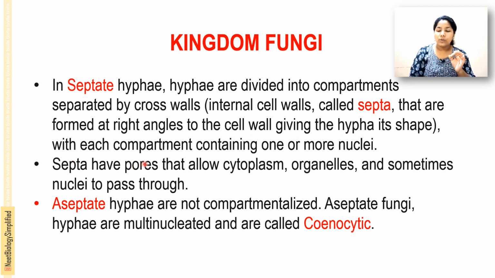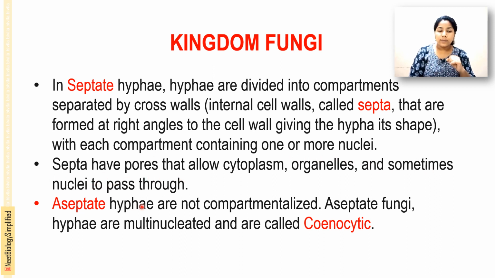Septa also have pores at the center that allow the cytoplasm, organelles and sometimes nuclei to pass through. That is the purpose of these pores. The cytoplasm passes from one compartment to the next. There is a hole at the center of the septum that allows the cytoplasm, organelles and sometimes nuclei to pass through.